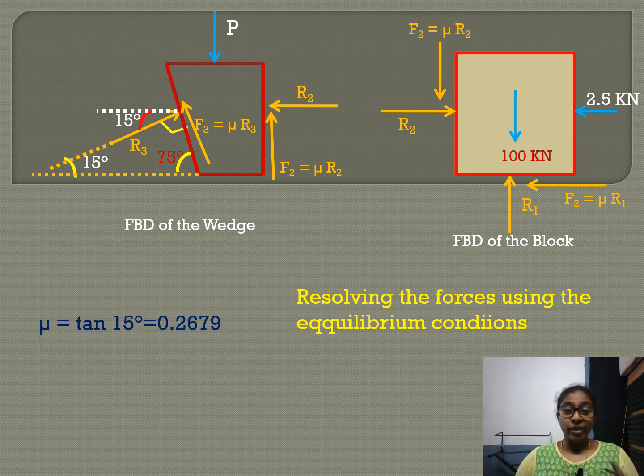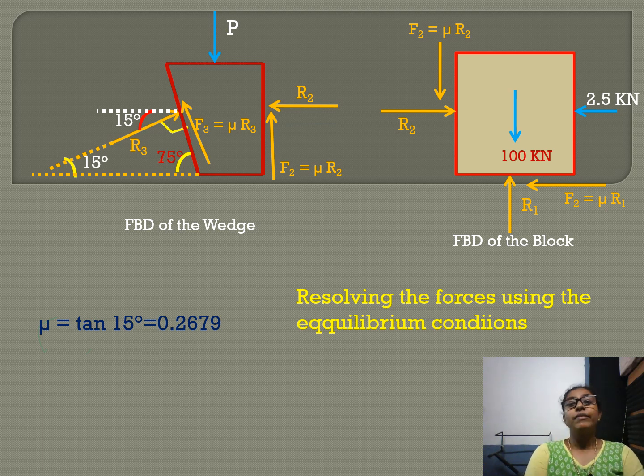So totally we have four unknowns. From the free body diagrams, we have two free body diagrams, the free body diagram of the block and the free body diagram of the wedge. From the free body diagram of the block, we will have two equilibrium equations, sigma Fx is equal to 0, sigma Fy is equal to 0. And from the free body diagram of the wedge, we have two equilibrium conditions, sigma Fx is equal to 0, sigma Fy is equal to 0. So totally we have 4 unknowns and 4 equilibrium equations. Solving these 4 equations, we will get the value for P. So next our aim is resolving these forces.